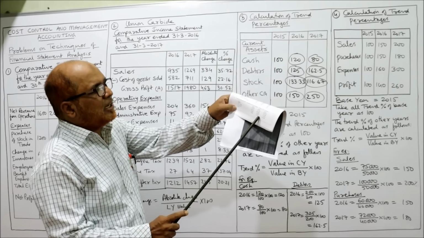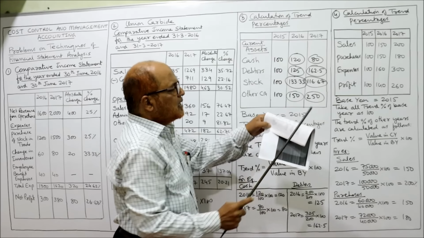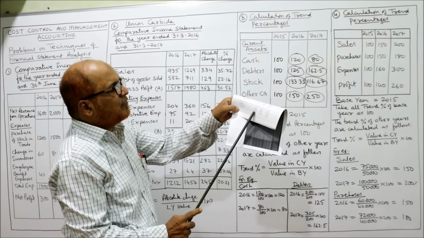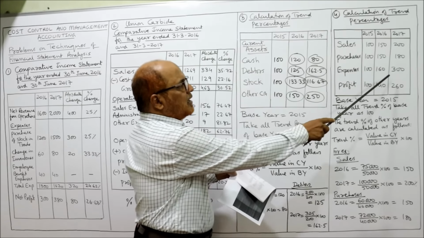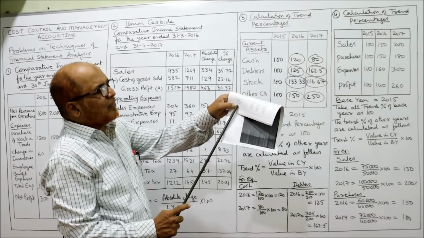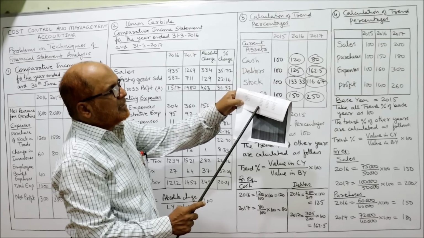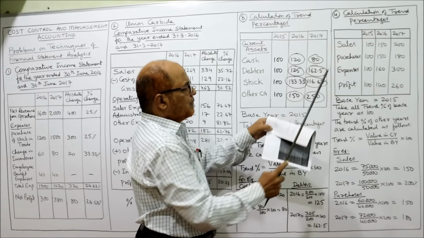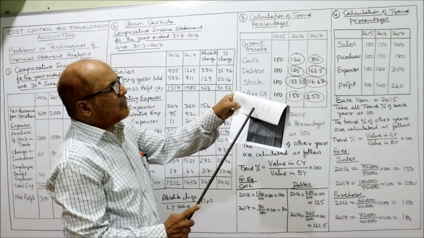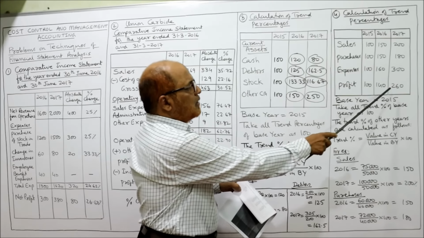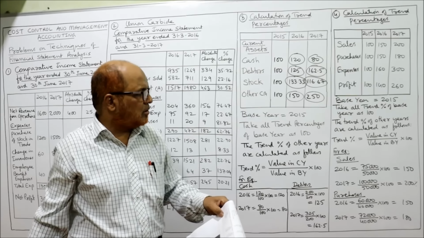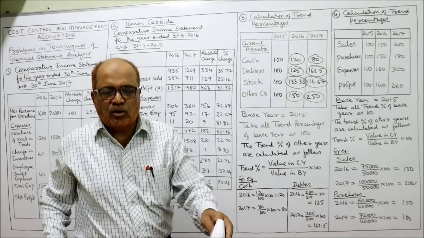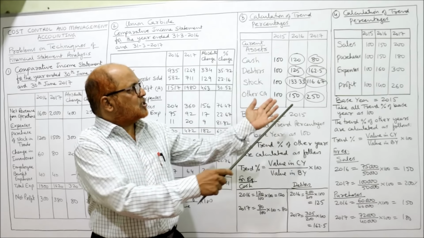Same case for expenses. 8,000 by 5,000 into 100, you will get 160. Similarly, 15,000 by 5,000 into 100, 300%. Last one, profit. 7,000 by 5,000 into 100, 140. Last one is 13,000 divided by 5,000 into 100, 260. That's all. That's what it is asking you to make the trend percentages.